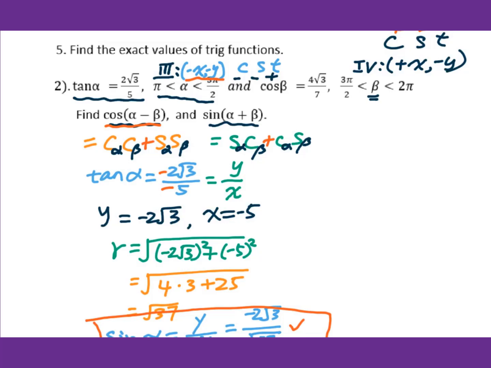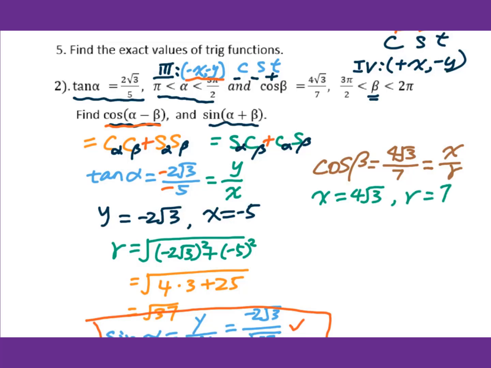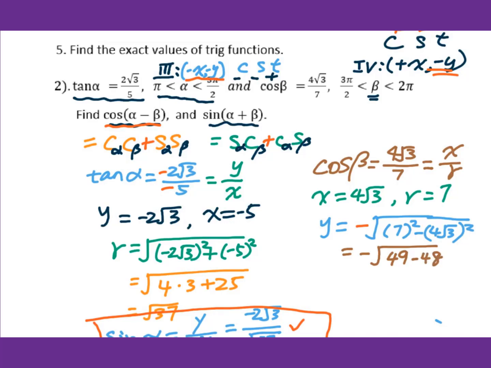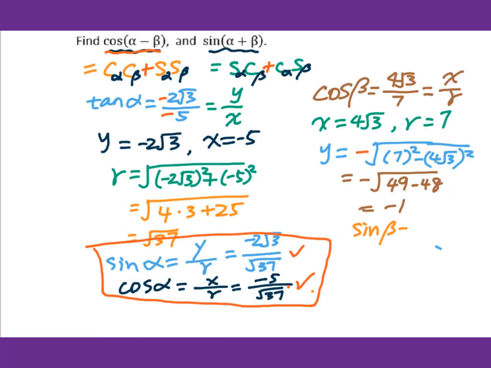Now let's go to beta. We are given cosine beta equals 4 square root of 3 over 7. We label it as x over r, so x equals 4 square root of 3 and r equals 7. Therefore, y is negative, so we put the negative sign: square root of 7 squared minus 4 square root of 3 squared. You will get negative the square root of 49 minus 48, because 4 squared is 16 and square root of 3 squared is 3. That equals negative 1. Therefore, sine beta equals y over r, which means negative 1 over 7. We now have cosine beta and sine beta.